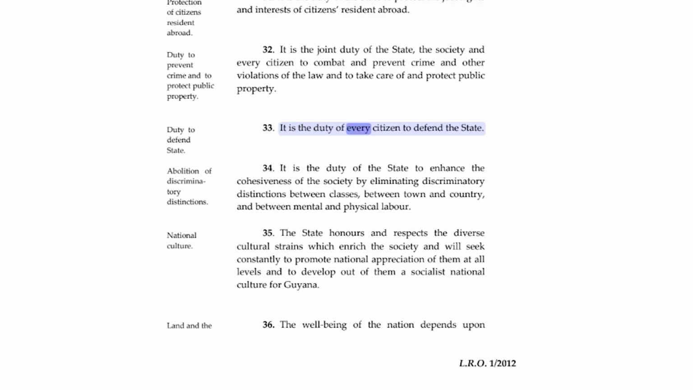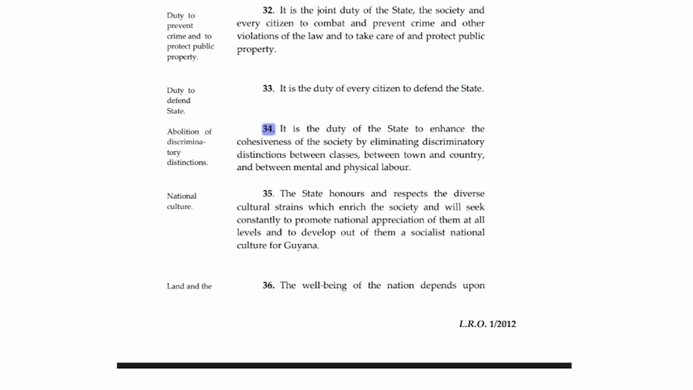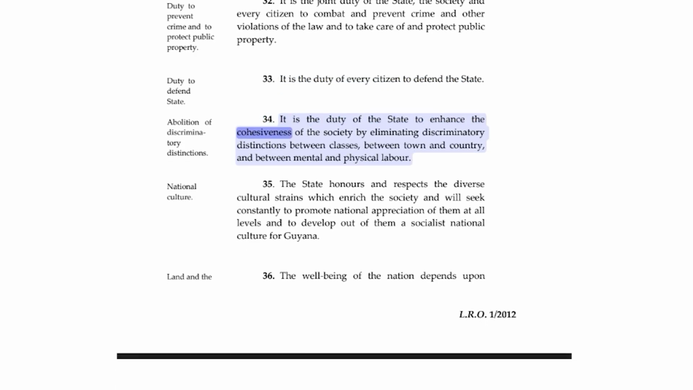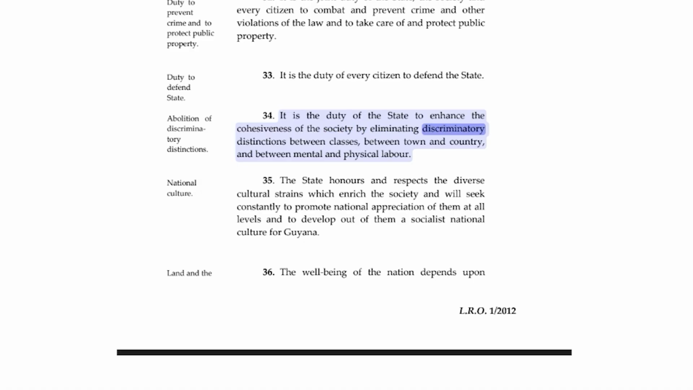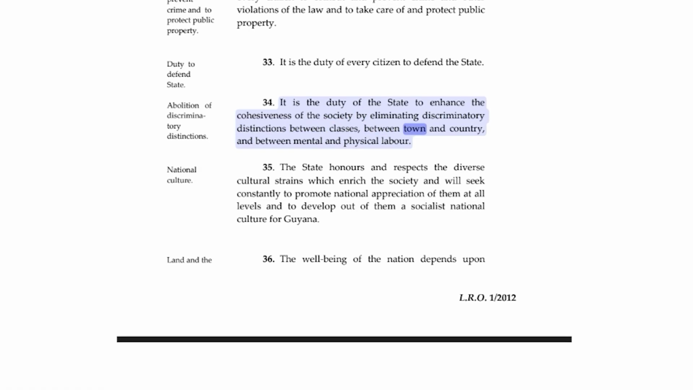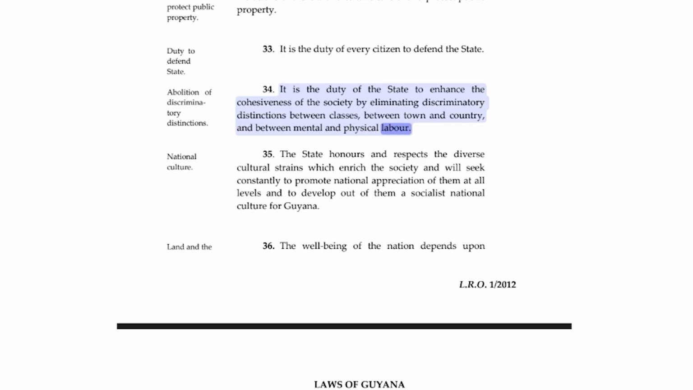33. It is the duty of every citizen to defend the state. 34. It is the duty of the state to enhance the cohesiveness of the society by eliminating discriminatory distinctions between classes, between town and country, and between mental and physical labor.